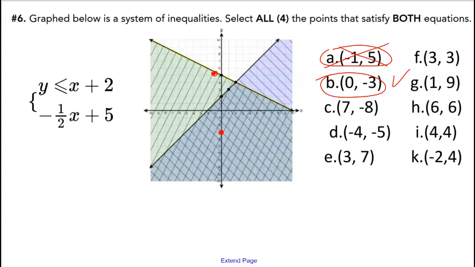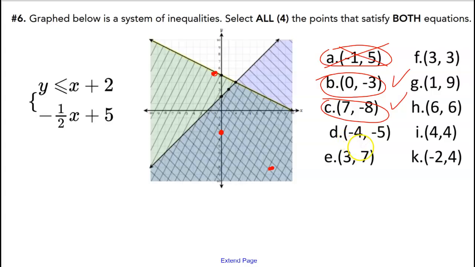What do you think about C? Would C be in the region? 7, negative 8. We would go over 7 and then down 8, and that's in the region, so we count that one as well. That's 2 of them, 2 more to go.